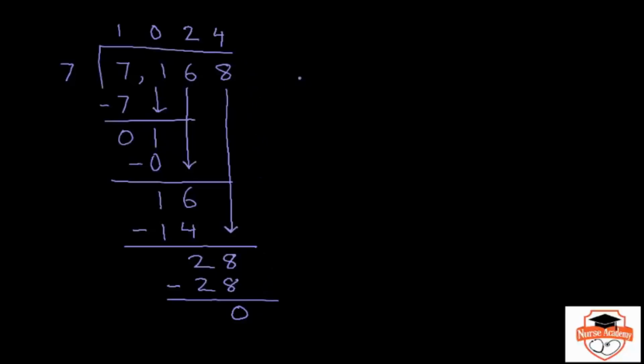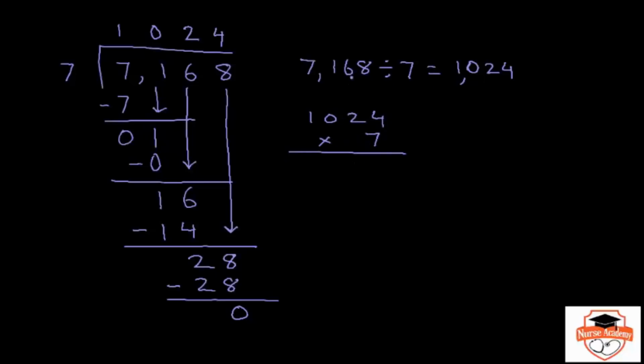So then we could say that 7,168 divided by 7 is 1,024. As always, don't forget to check. Multiply 1,024 with 7, you get back 7,168. If you don't, you got your division wrong. And here's another one.